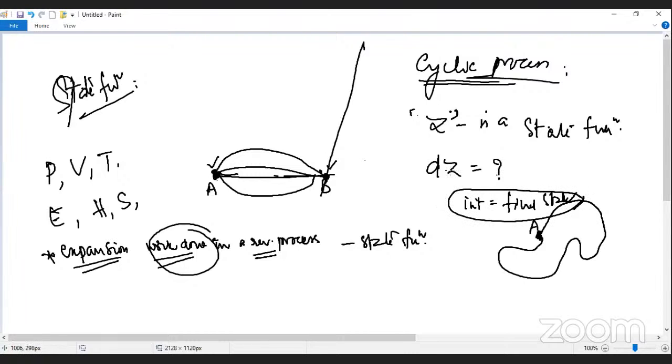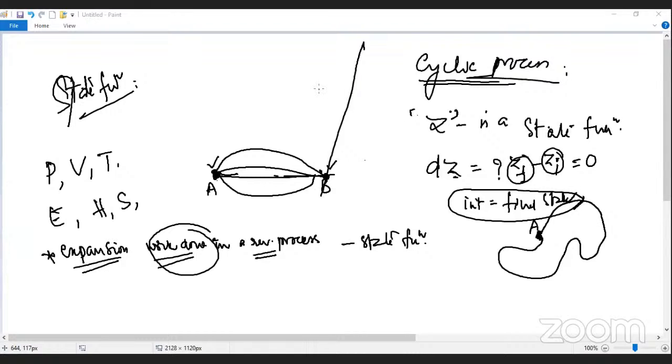Now, Z is a state function. A state function depends only on the initial and final state, right? Yes, sir. What is dZ? dZ is nothing but Z final minus Z initial. Both are equal, therefore it will be 0. Right. If Z is a state function for a cyclic process, note down, I'm dictating.